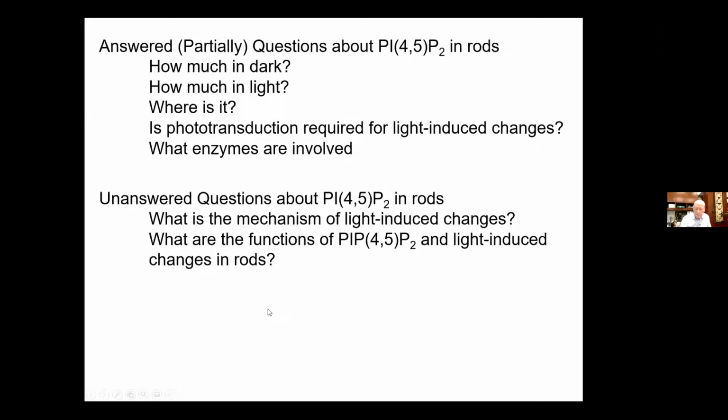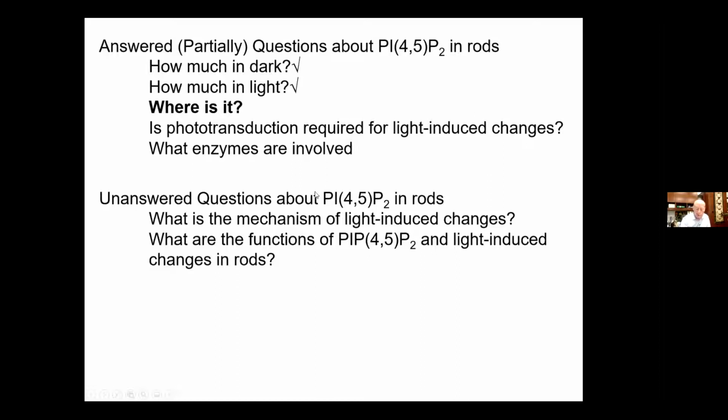And then very importantly, what are the functions of PIP2 and the light-induced changes in the rods? Why do we need levels of PIP2 to change? Are there any functional consequences of this? So I've already shown you the data for the light-dark changes.